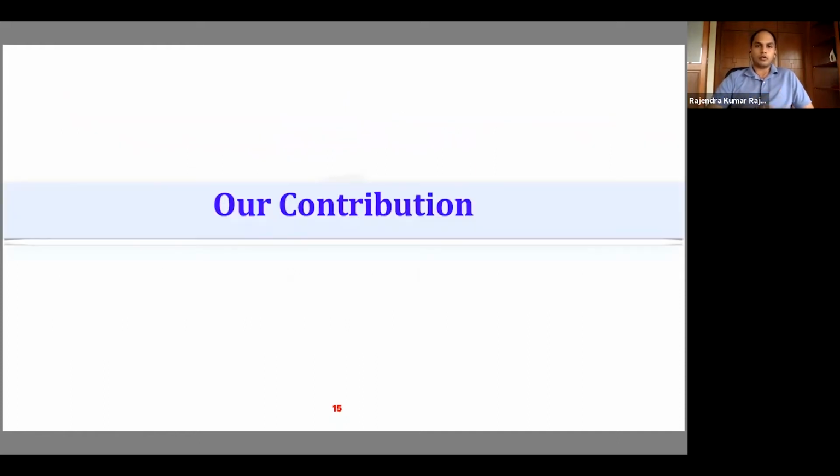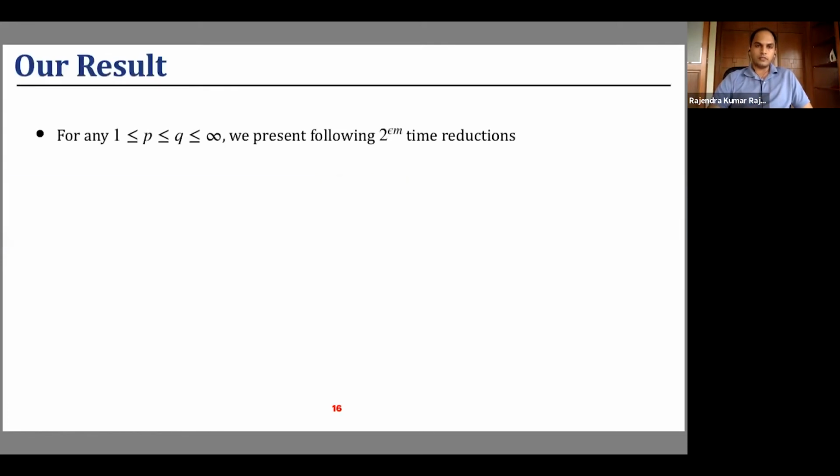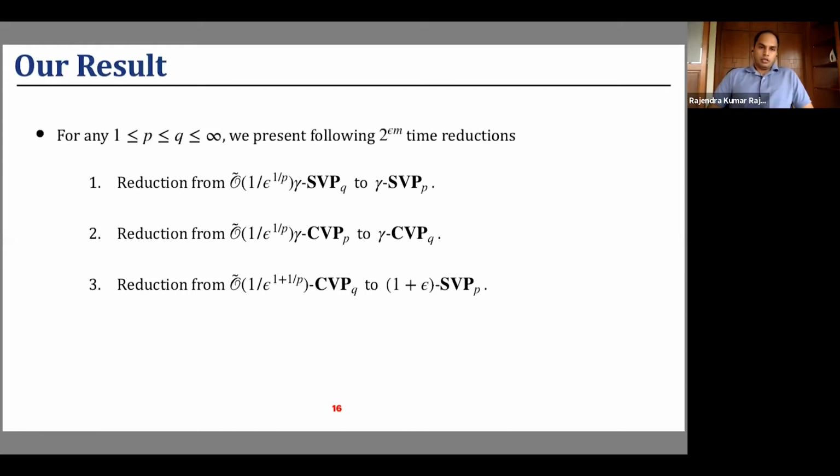Now let's talk about our contribution. In this work, we give a series of reductions. Let's first take p and q between 1 and infinity, with p less than or equal to q. We give 2 to the epsilon m time reductions. First is from SVP_q to SVP_p, meaning SVP in a higher norm to SVP in a smaller norm. Then a similar reduction for CVP, but now we are reducing from the L_p norm to L_q, so from a smaller norm to a higher norm. And the last reduction is from CVP to SVP, which is from CVP_q to SVP_p.